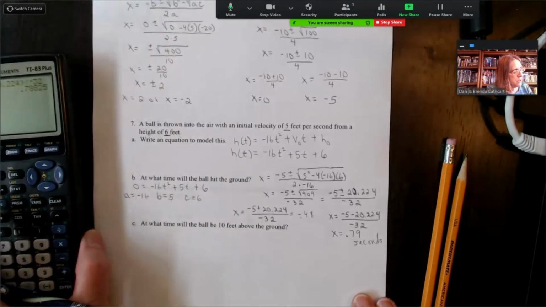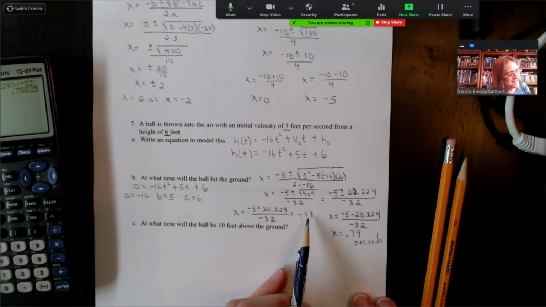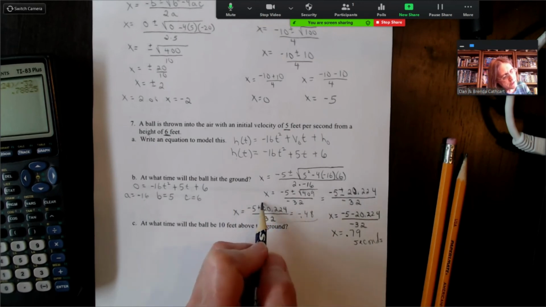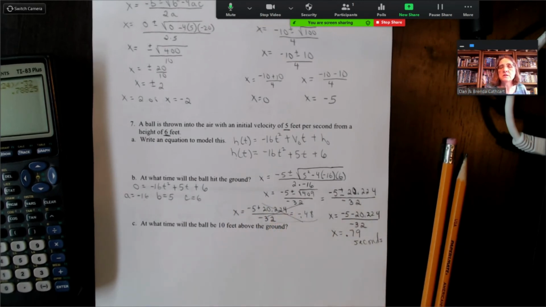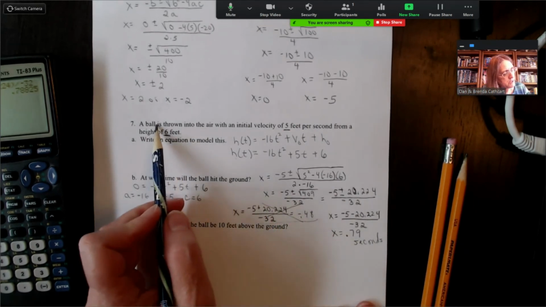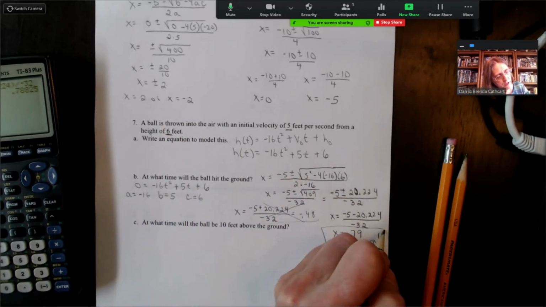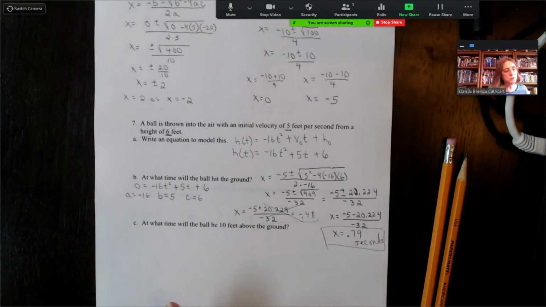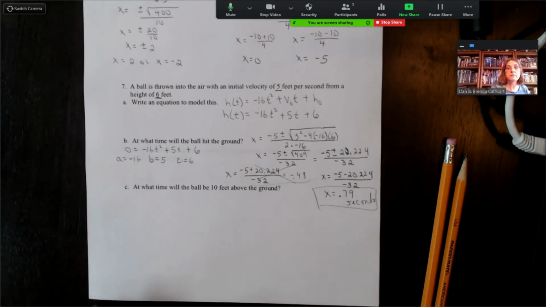Okay, so as I look at these two solutions, this one says it hits the ground at negative 0.48 seconds. That's before we threw the ball. So this answer doesn't make sense in the context of our problem, and our only answer is 0.79 seconds. Let's do one more part of this.